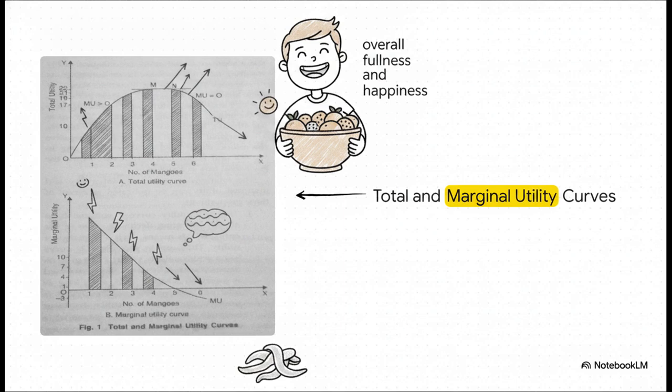That top curve is your overall fullness and happiness. The bottom curve is the thrill of the next bite fading away. We know that each new bite gives us a little less joy than the last, while our total joy keeps slowly creeping up. But what happens when we push the math just a bit too far?